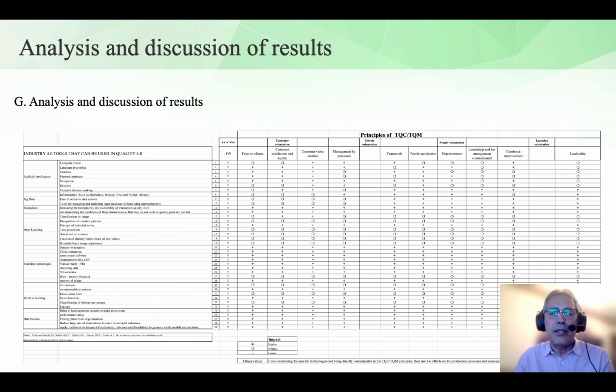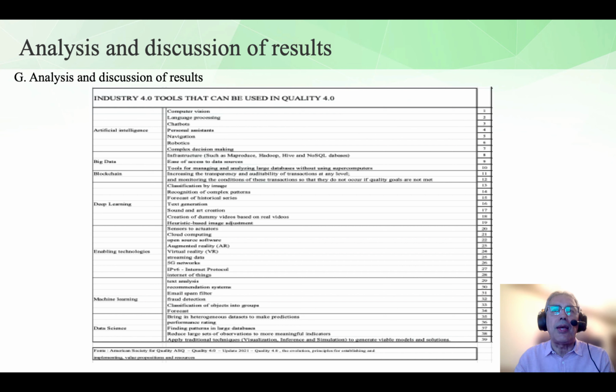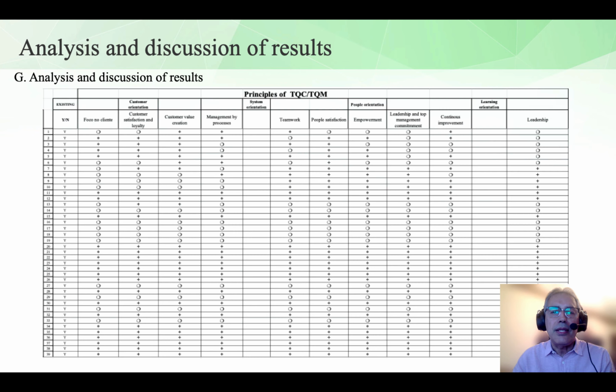When we consider the information of technologies related to the principles of TQC, TQM, and considering the main technologies of Industry 4.0: artificial intelligence, big data, blockchain, deep learning, enabling technologies, machine learning, and data science, we can see a huge impact all over the organization based on the principles of TQC, TQM.